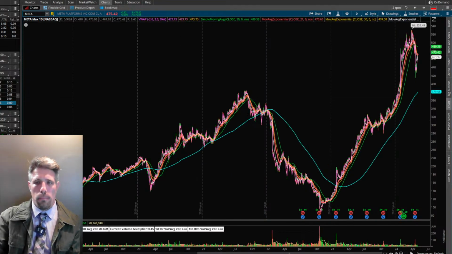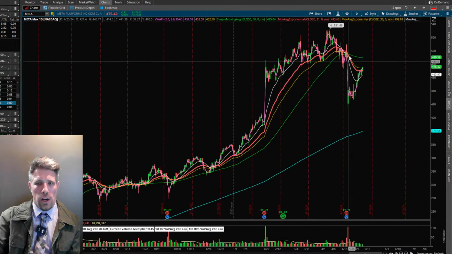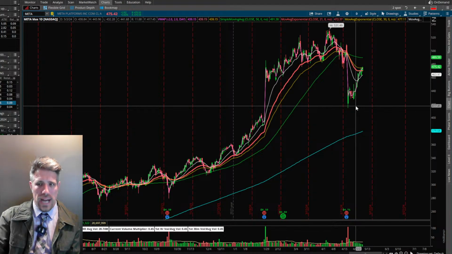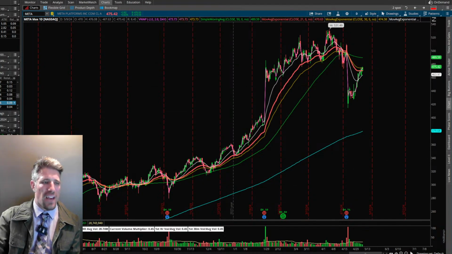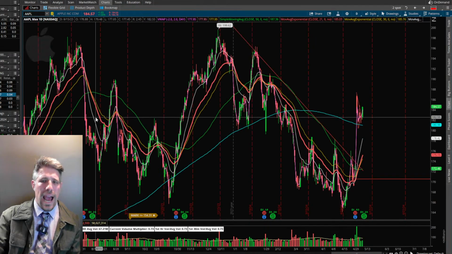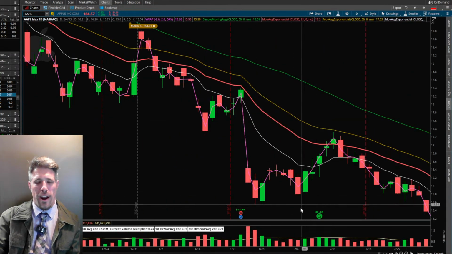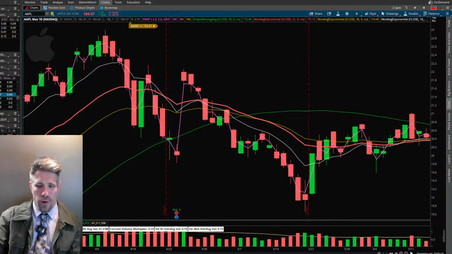Meta actually breaking back up. If you guys weren't here, on earnings they dropped over $100, now making up for 75% of that loss. Apple, beautiful Apple here, made an awesome trend break today.